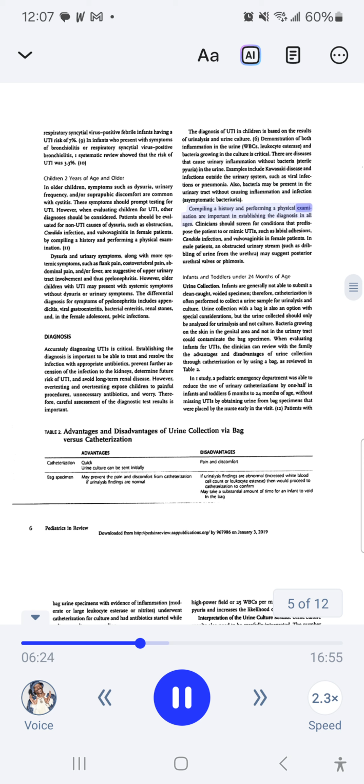Compiling a history and performing a physical examination are important in establishing the diagnosis in all ages. Clinicians should screen for conditions that predispose the patient to or mimic UTIs, such as labial adhesions, Candida infection, and vulvovaginitis in female patients. In male patients, an obstructed urinary stream, such as dribbling of urine from the urethra, may suggest posterior urethral valves or phimosis. Infants and toddlers under 24 months of age.